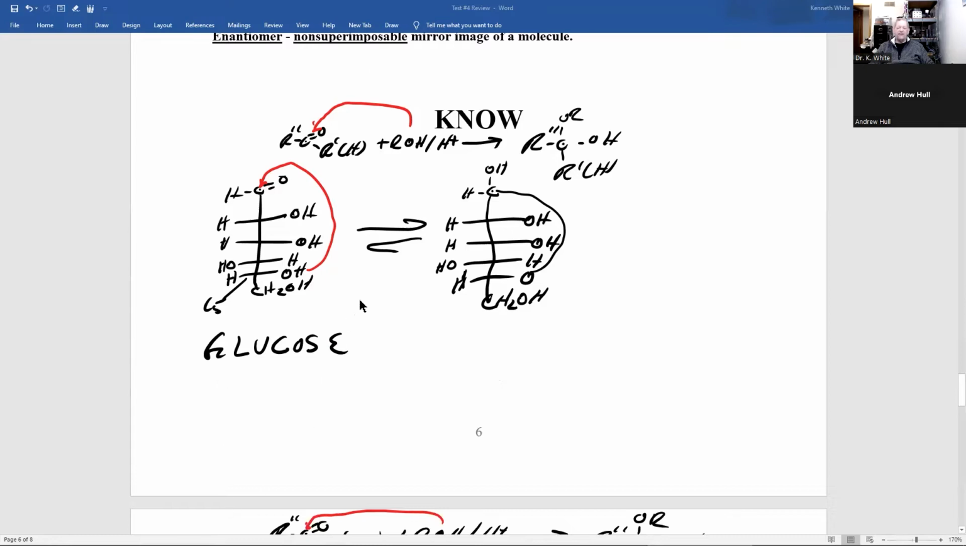Now, we talked about glucose being a sugar, and that's a mono and disaccharide, and I'll never ask you what a sugar is on a test, but since I used that, I better tell you what that means.